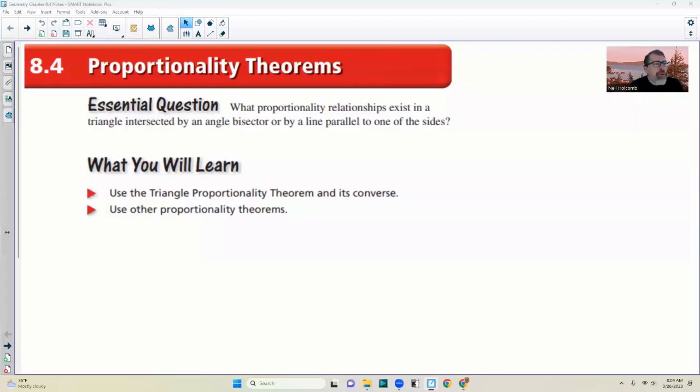Okay, this is chapter 8.4, proportionality theorems. Essential question: what proportionality relationships exist in a triangle intersected by an angle bisector or by a line parallel to one of the sides? What you will learn in this chapter section is to use the triangle proportionality theorem and its converse, and use other proportionality theorems. So let's take a look.